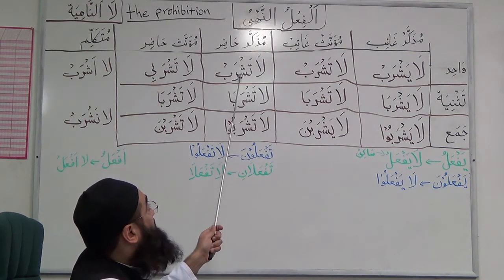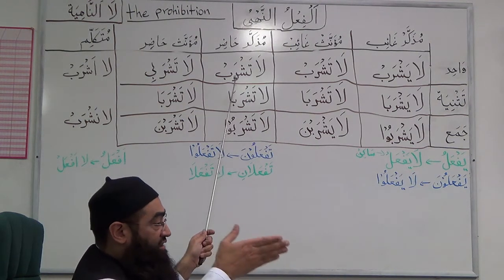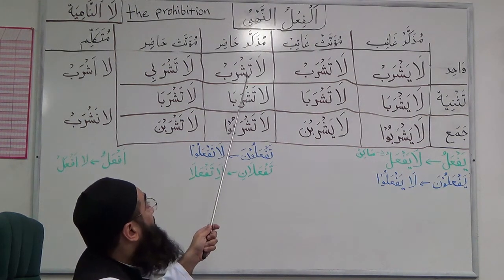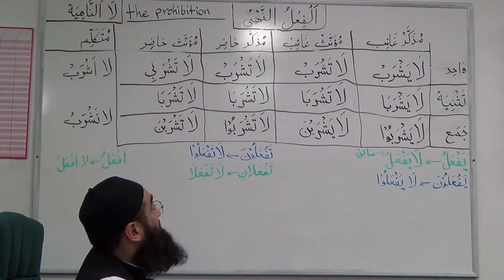Let's do this one first. Tashrabu became la tashrab. So tashrabu, you, one man, is drinking, going to drink. So don't drink, la tashrab. It brought a sakin at the end.